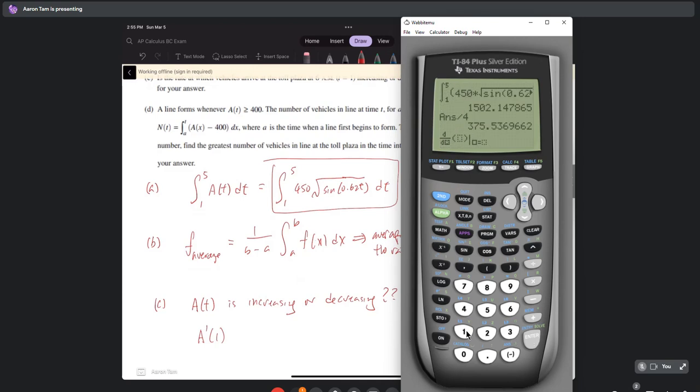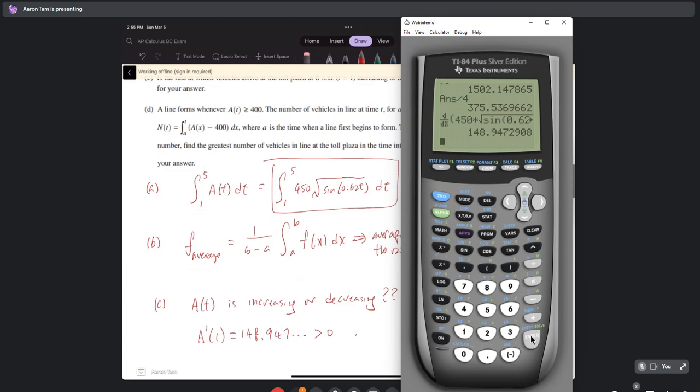I'm going to put down d over dx, then put in the function A, which is 450 multiplied by the radical of sine of 0.62x, close parentheses, and evaluate that at x equals 1. The answer is roughly 148.947. This numerical value is greater than 0, indicating that the derivative of A is positive at that point. So now I'm ready to write down my answer.